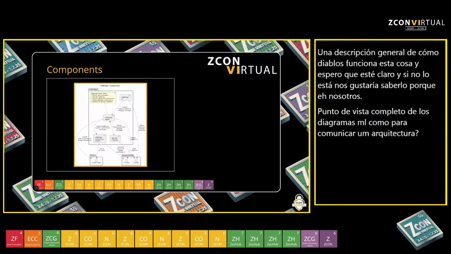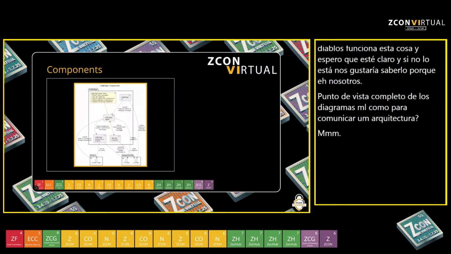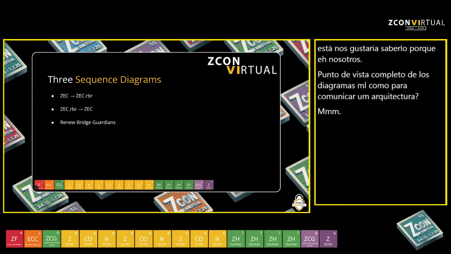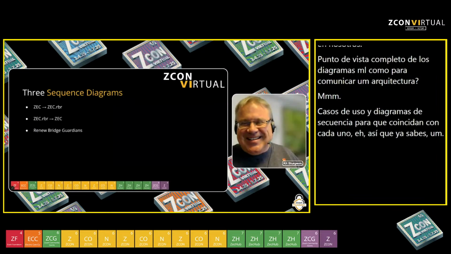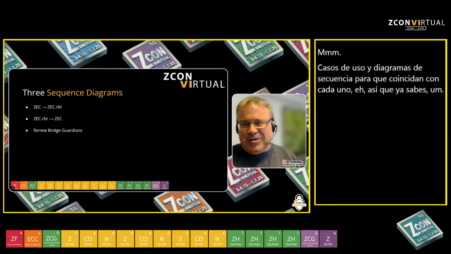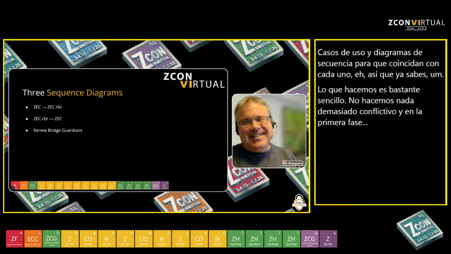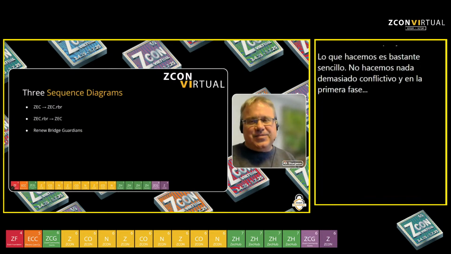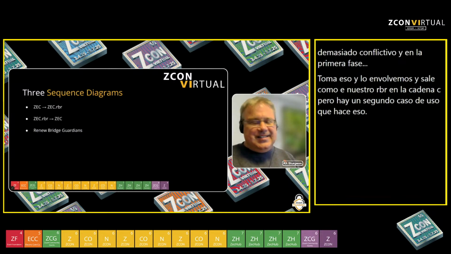We have 3 use cases and sequence diagrams to match each one. It's pretty straightforward what we do. We don't do anything too complicated in phase 1. We take ZEC and we wrap it, and it comes out as ZEC.rbr on the C chain. And then there's a second use case doing the opposite direction: ZEC.rbr, unwrapping it, and it gets released as ZEC on the Zcash chain. And then there's a renew bridge guardians.